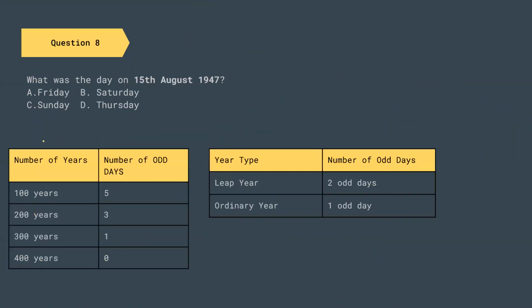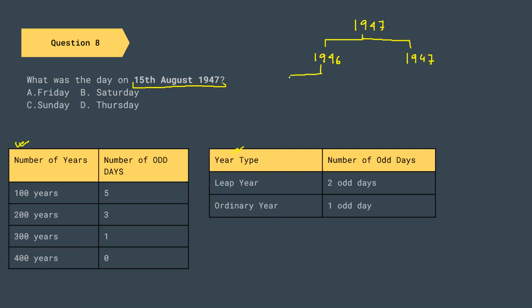So now let us look into this question. This was an easy question that we have already done. We have also discussed this table. And what was the day on 15th August 1947? So in this particular situation, we write 1947, and we divide it into two parts. One part is 1946, another part is 1947.